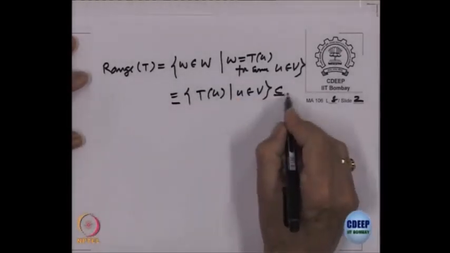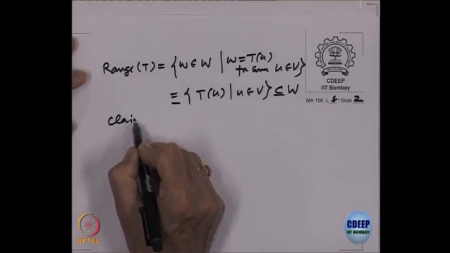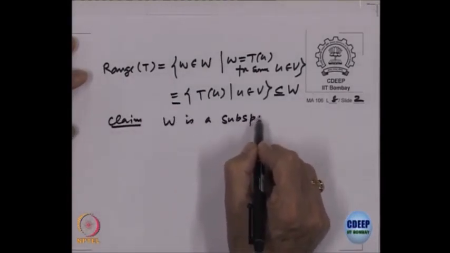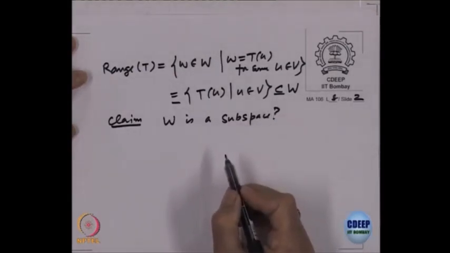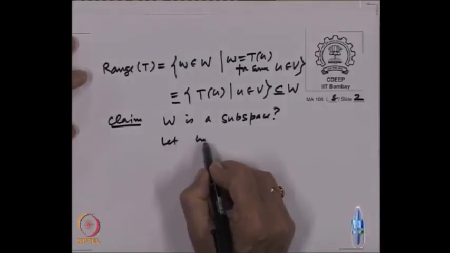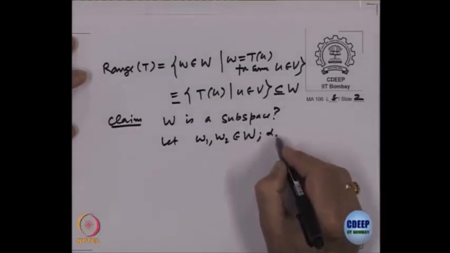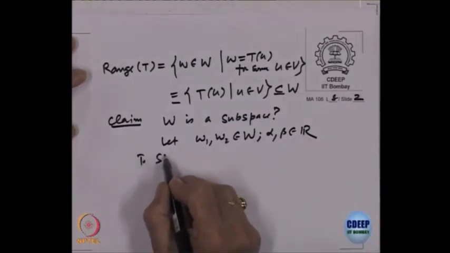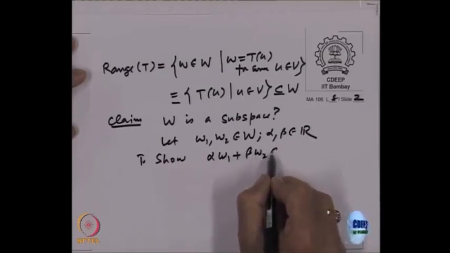So, this is a subset of W, the range is a subset of W. Claim: the range is a subspace, right. So, what do I have to check? Let w1, w2 belong to the range, and alpha and beta be scalars. To show: alpha w1 plus beta w2 belongs to the range.